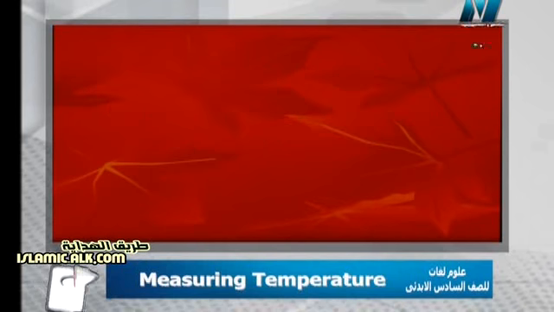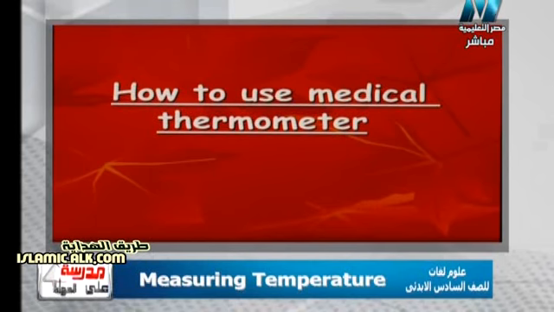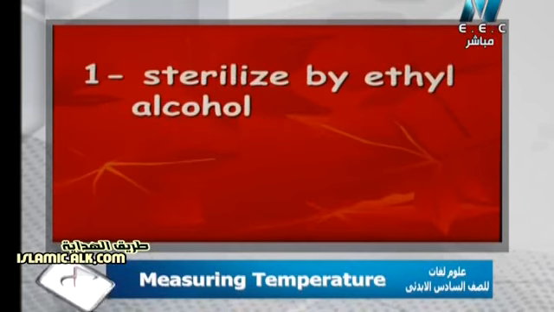Okay? So now, how to use the medical thermometer? It's a very important method. Nobody should use a medical thermometer unless they know the procedures they must follow. Again, we have very important procedures to use the medical thermometer, which are: number 1, sterilize by ethyl alcohol.